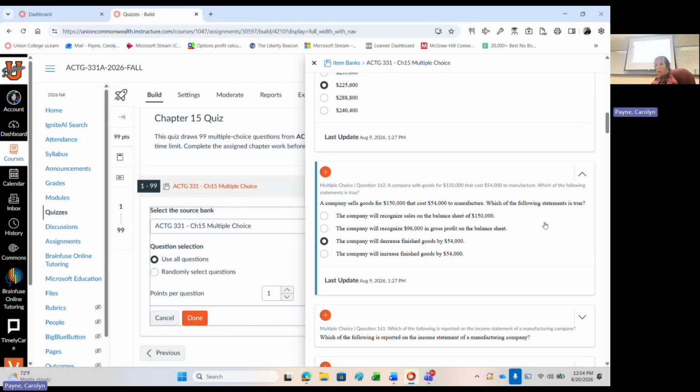It says the company will decrease finished goods by $54,000. So if we sold stuff for $150,000, what's the journal entry to record that? Debit accounts receivable, credit sales for $150,000. The fact that the inventory has now been sold for a manufacturer, debit cost of goods sold, credit finished goods for $54,000. So that's why C is correct. Good?